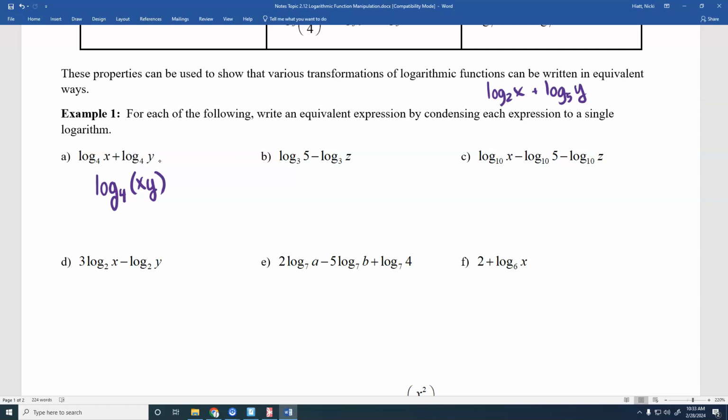Okay. B is almost the same except I have subtraction. If I have subtraction, then that is my quotient property. So that'll be log base 3 of whatever comes first goes on the top of your fraction, and whatever is second goes on the bottom of your fraction. So you'll have log base 3 of 5 over z.